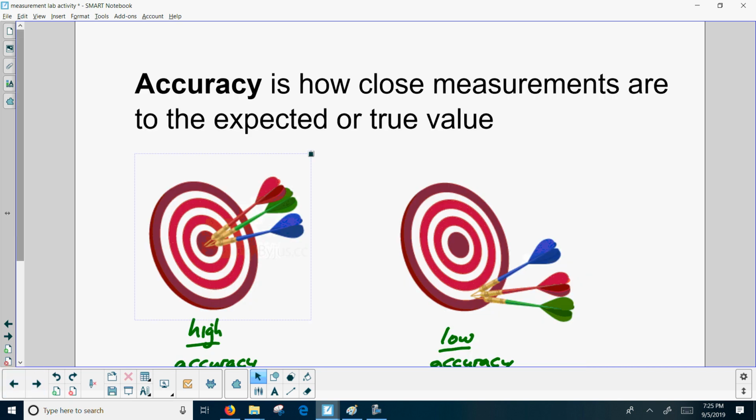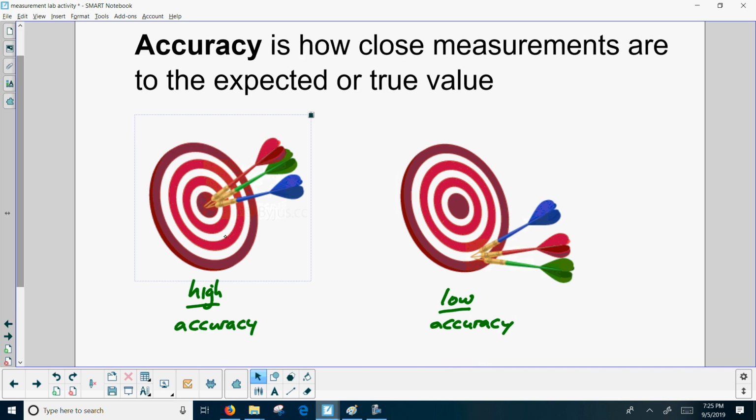So we have terms. We use the term accuracy to tell us how close the measurements are to the true value, what they should be. If you've got high accuracy, your measurements are really close to what they should be. If you have lower accuracy, they're not quite as close.